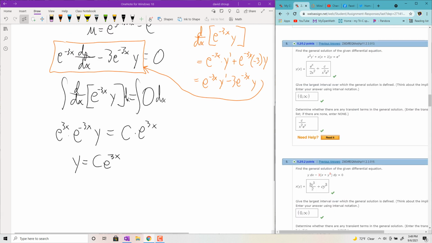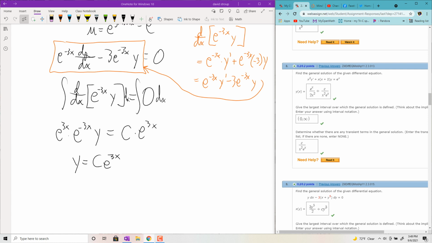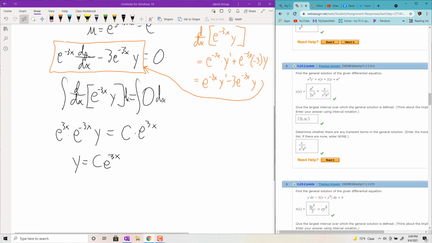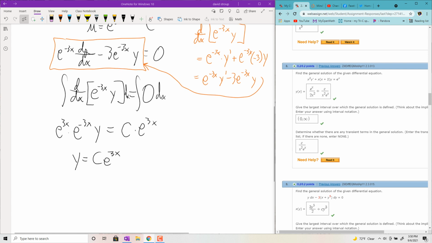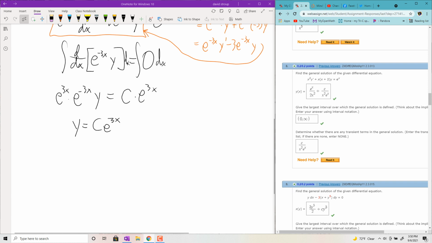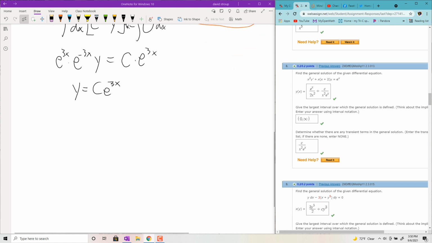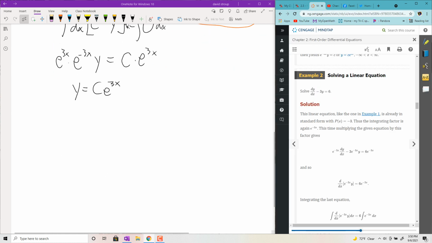In the homework, I should note they ask, are there any transient solutions? These are solutions such that when you take the limit of the term, it goes to 0. And if you were to take the limit of ce to the 3x, it would not go to 0. It would shoot off to infinity, depending on the value of c, obviously. Okay, let's go on to example 2.